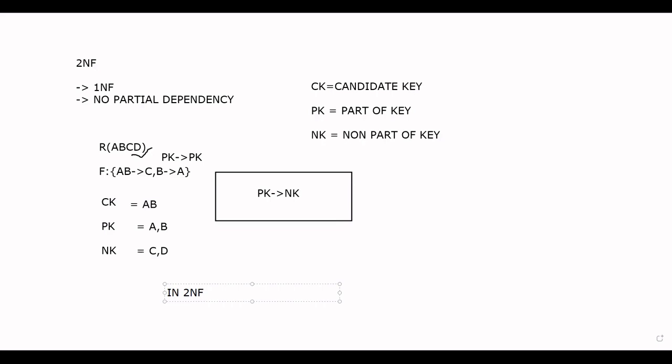Ma'am, you have written PK to PK means AB to AB. Yeah, PK to PK is correct. Ma'am, why have you written PK to PK? I am not able to get it. I have changed it from B to A. If you write here B to A, B is also PK, A is also PK. Okay, yes, ma'am.